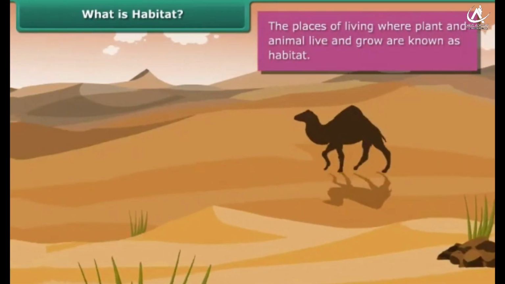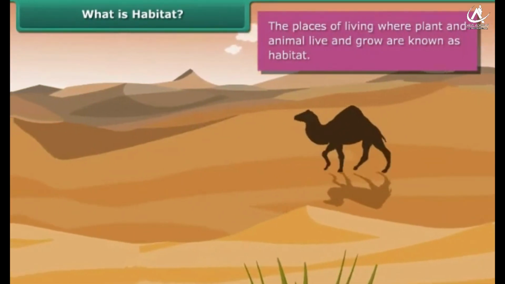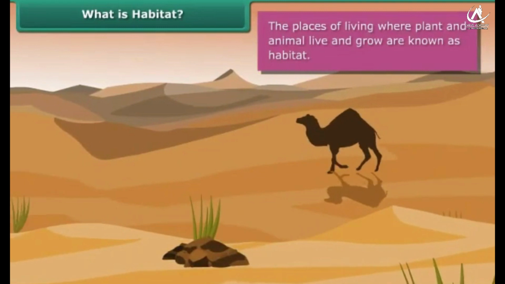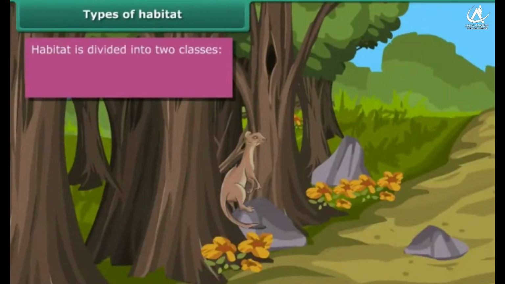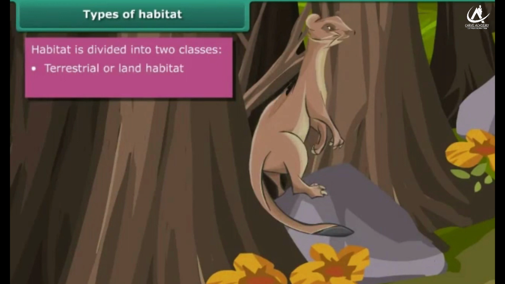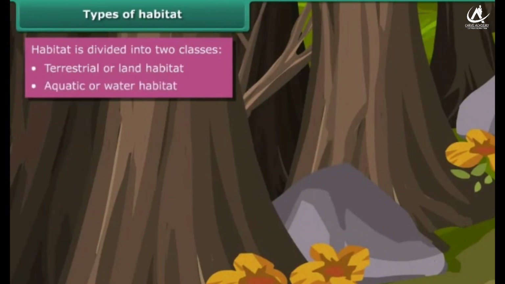All living organisms should adapt themselves to their habitat to thrive and survive in the surroundings. Habitat is divided into two classes. 1. Terrestrial or land habitat. 2. Aquatic or water habitat.